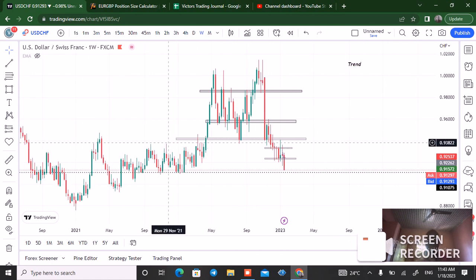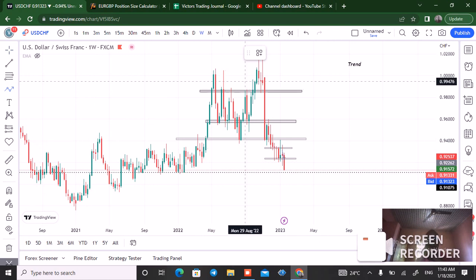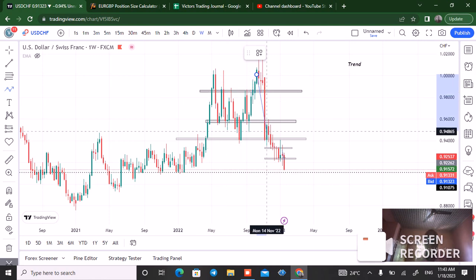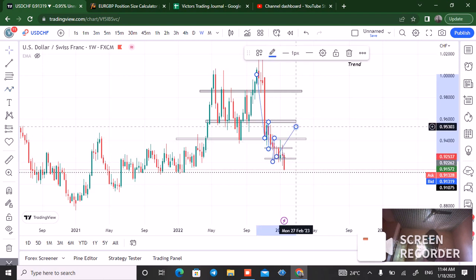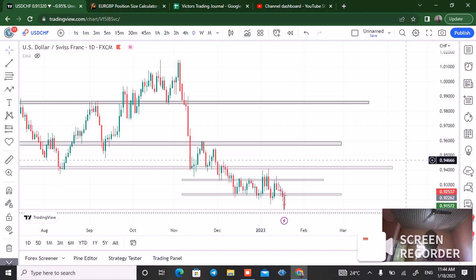If I pull up my tool here, you can see clearly that USDCHF has been trending downwards on the weekly time frame, after this break below this structural level here. So from the weekly time frame, we now come down. Remember, what I'm doing is a top-down analysis. I start from the weekly, identify the trend on the weekly, and then I come down to the daily time frame. Now on the daily time frame is where things get a little more clear.